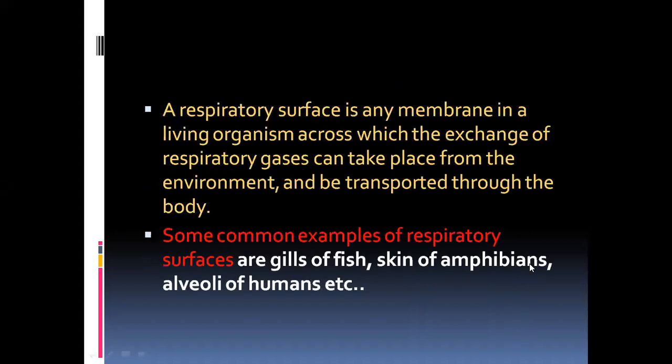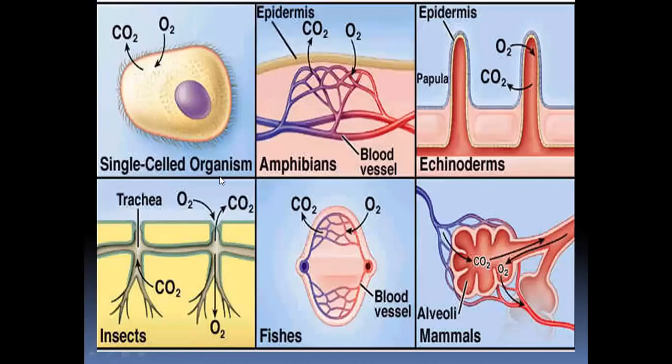discussed in this process. A respiratory surface is any membrane in a living organism across which the exchange of respiratory gases can take place from the environment and be transported through the body. Some common examples of respiratory surfaces are gills of fish, skin of amphibia, alveoli of humans, etc. We have many examples.